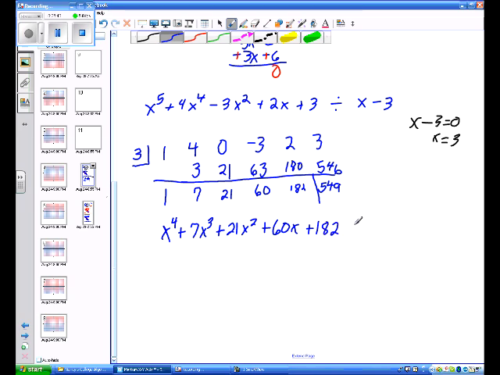Then we do our divisor the same way, plus our remainder over our divisor of x minus 3. And we've used our synthetic division. Since our remainder was not a 0, then these were not factors.